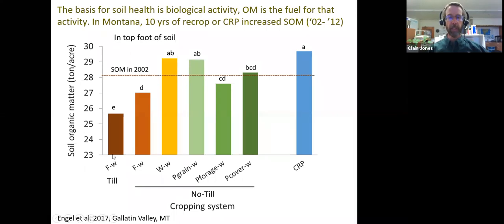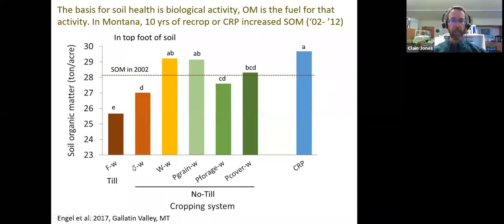What we've done here is we've evaluated the effect of crop rotation on soil organic matter represented in tons per acre. So the first thing to recognize is there's a lot of tons per acre of soil organic matter. We're up in the 25, 28, 29 tons per acre of soil organic matter. What I'm showing here at about 28 tons per acre is the soil organic matter back in 2002. We then resampled in 2012.